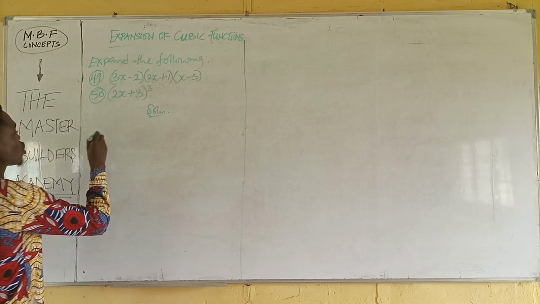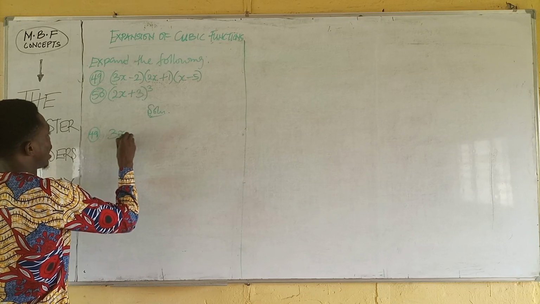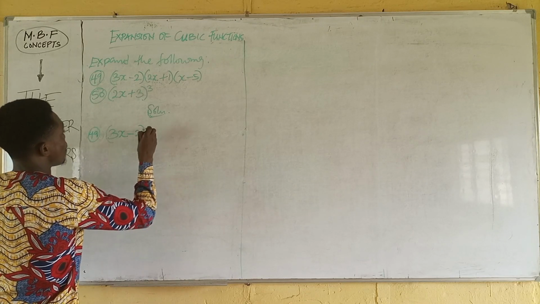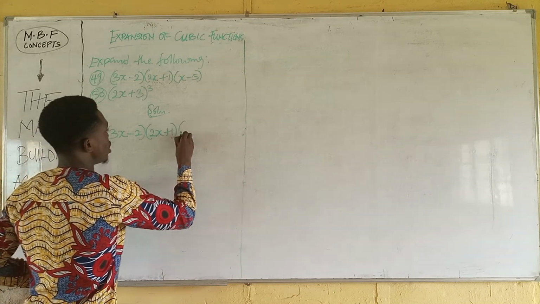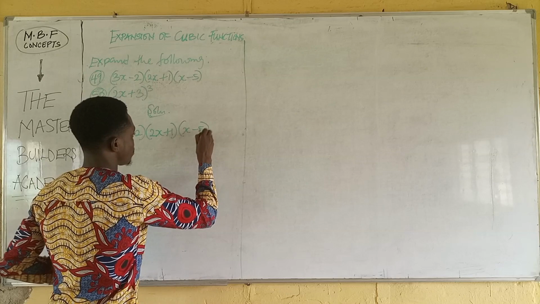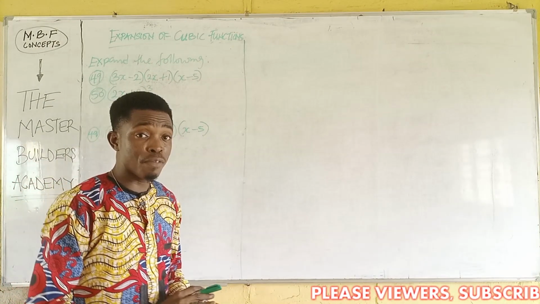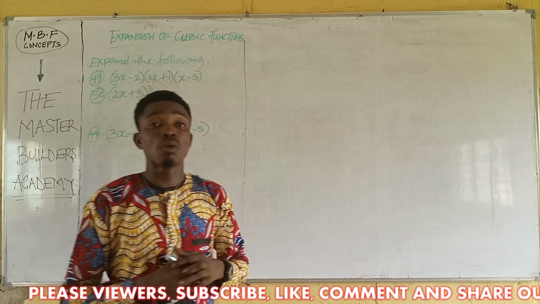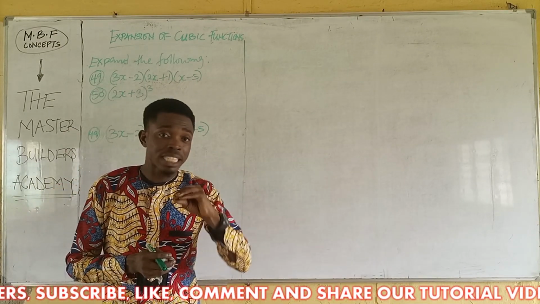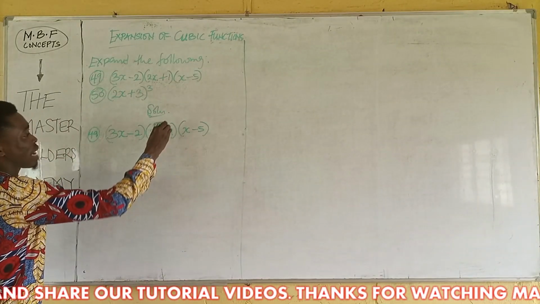Okay? Now, question number 49, we have our solution on the board. 49, we have 3x minus 2 into 2x plus 1 into x minus 5. Now, in the expansion of cubic function, all you need to do is to still use the methodology we were using when we were expanding quadratic expressions. And what rule were we using? You know, we were multiplying 2 brackets at a time.